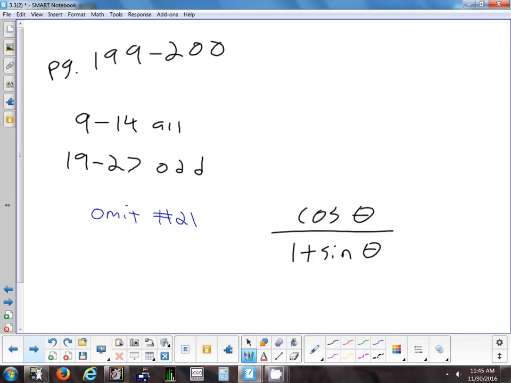Okay? And then you can skip 21. Okay, so 19 through 27, just the odds. 21 is a problem that we don't know how to do. So skip. Yep.